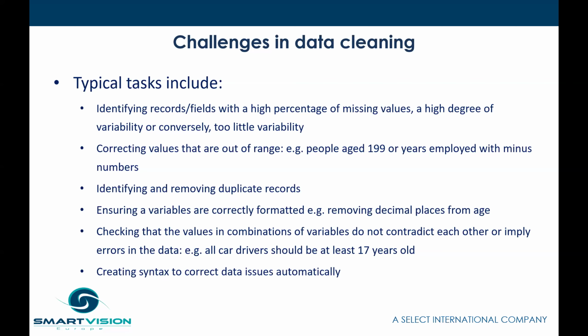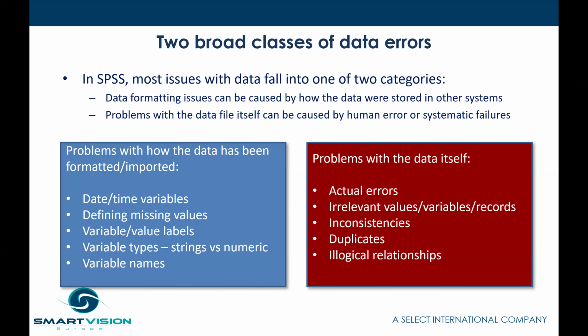So there are two broad classes of data errors, and in SPSS, most of these fall into one of these two categories. One is problems of how the data has been formatted or imported. So this would be issues, as I say, things like date time variables, things like identifying what values are non-legitimate, such as not applicable or unknown values or out of range values. These are missing values. Applying proper labeling to data so that you understand what the categories are.